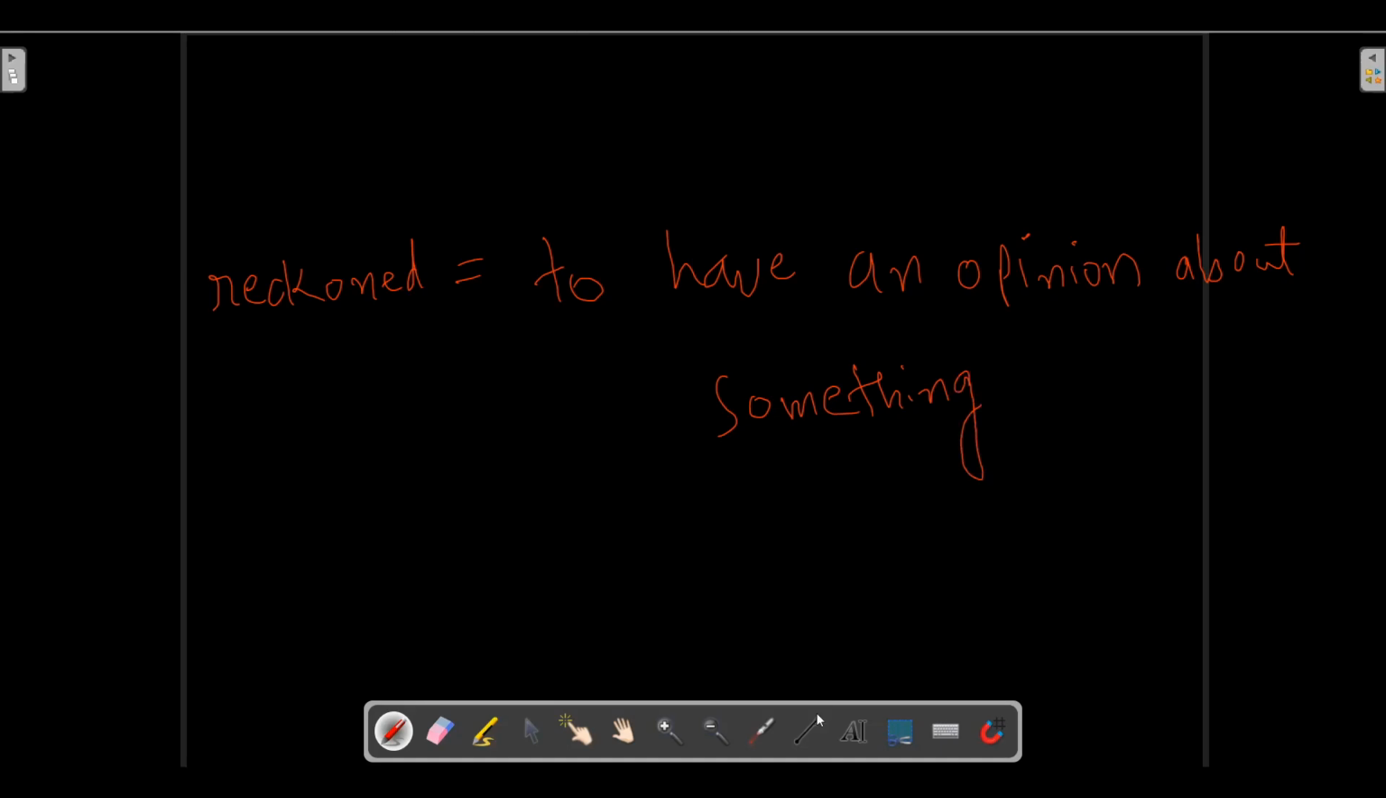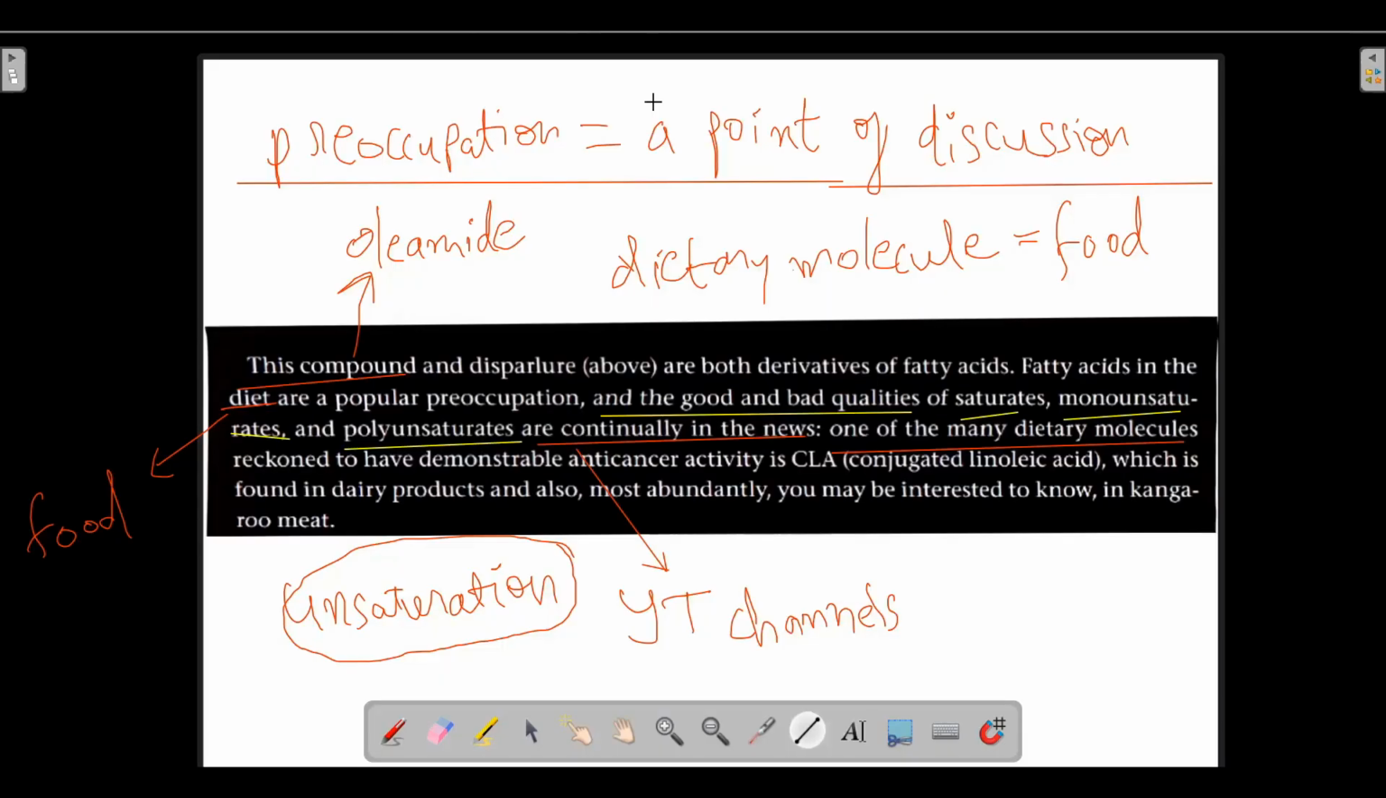Okay, reckoned means to have an opinion about something. So, one of the many dietary molecules, that is one of the fatty acids, reckoned to have demonstrable anticancer activity, is CLA, conjugated linoleic acid.